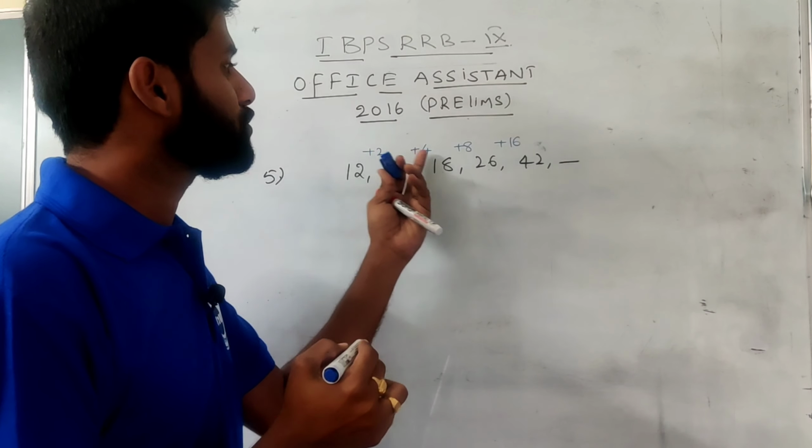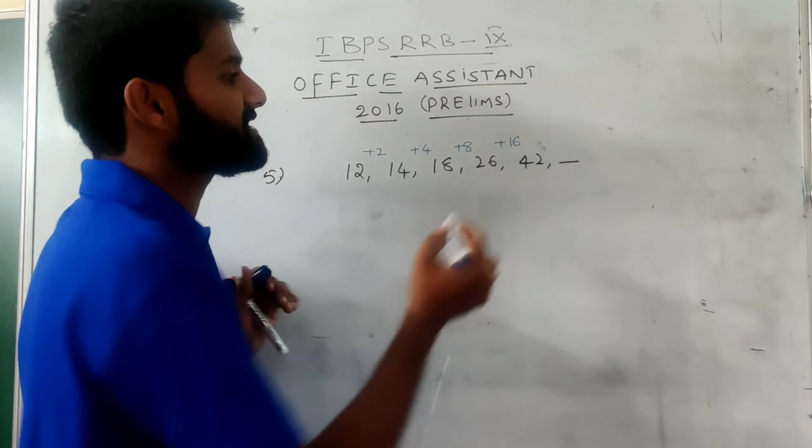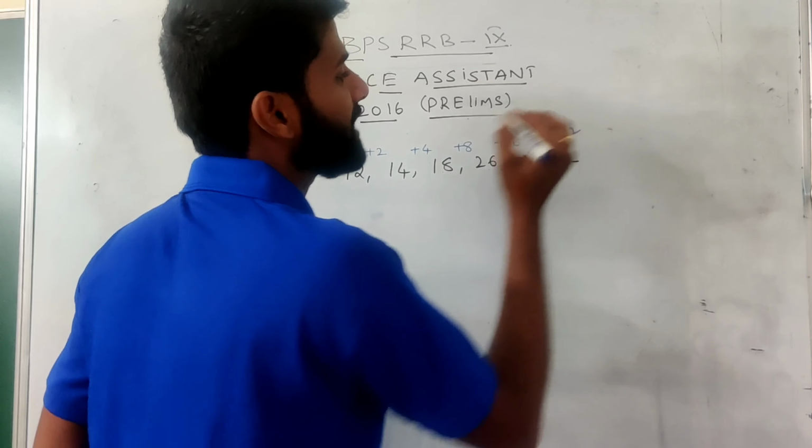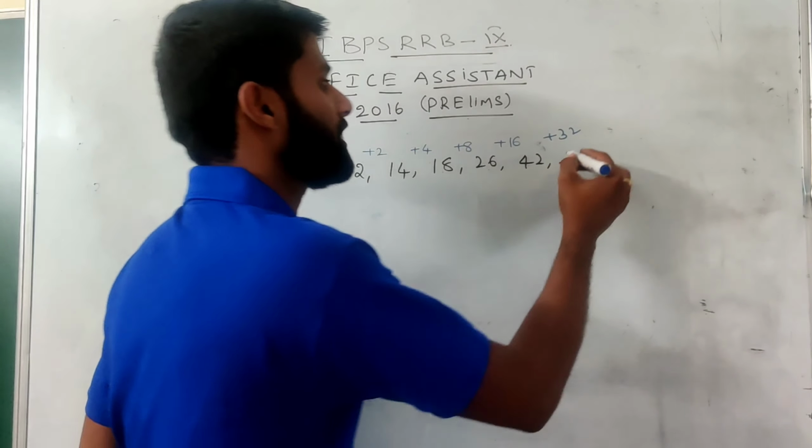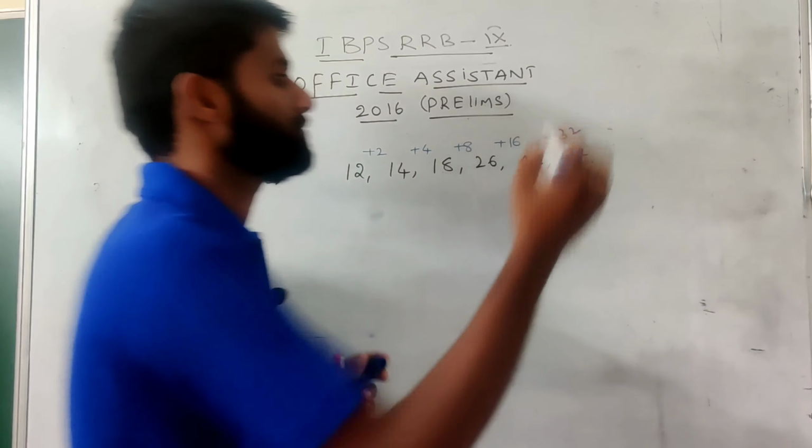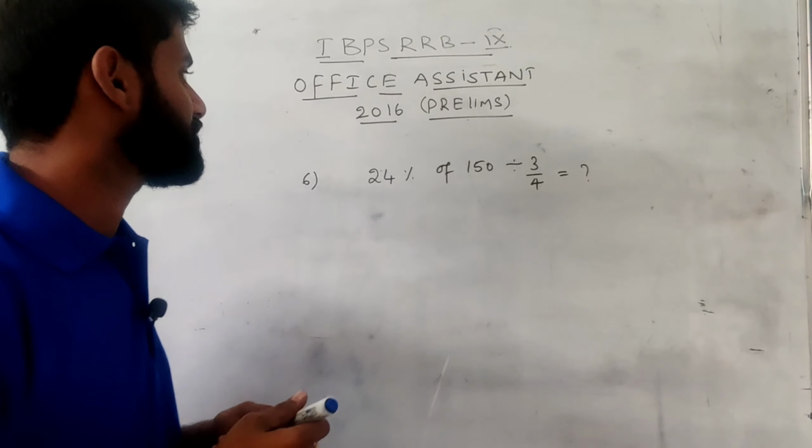See, 2 2s are 4, 4 2s are 8, 8 2s are 16, 16 2s are 32. We are adding 32 variables. The total answer is equal to 74. Okay, let's go with the next question.